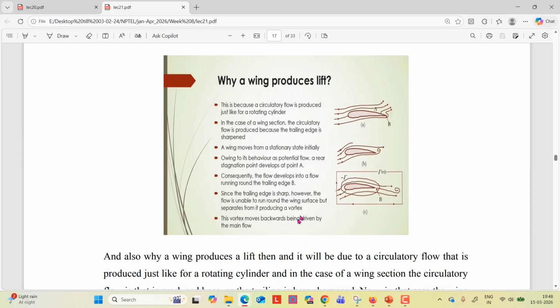Since the trailing edge is sharp, however, the flow is unable to run around the wing surface, but separates from it, producing a vortex. You can see how the vortex is, because at this point there is no flow, there is complete separation at point A, but here due to the sharp edge the flow is unable to run around, and it is creating a vortex. This vortex moves backwards, being driven by the main flow.